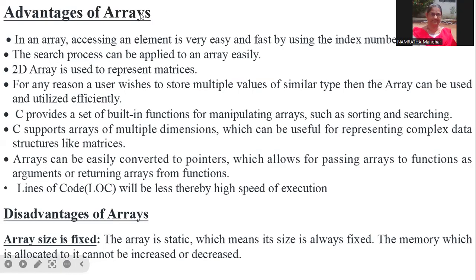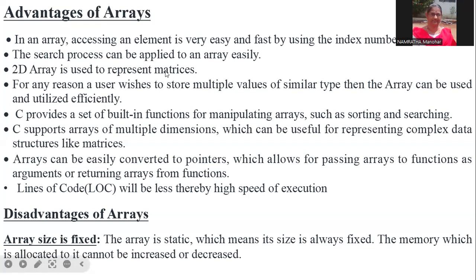Now, what are the advantages of arrays and disadvantages of arrays also? Let us see. In an array, accessing an element is very easy and fast by using the index number. If I say rollnumber[3], I'm accessing the 4th element of that particular array, or the roll number of the 4th person. So the search process can be applied to an array easily. If you want to find a particular roll number in the array, it is very easy.